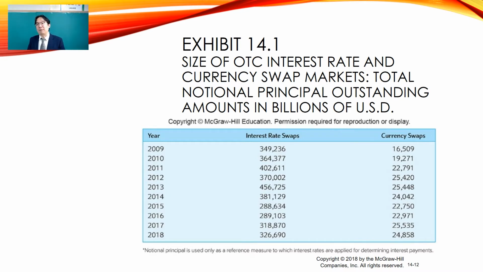Now, Exhibit 14.1 shows you the size of the OTC, over the counter, interest rate and currency swap markets. Total notional principal outstanding is in billions of dollars; with the comma, it's like a trillion. For IRS and currency swaps, again, the currency swap notional principal amount is less than one tenth of the IRS. A lot is going on over there, and you see the size going up or down a little bit.